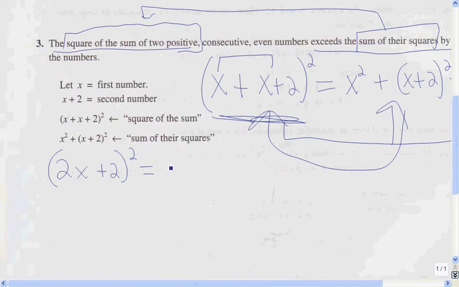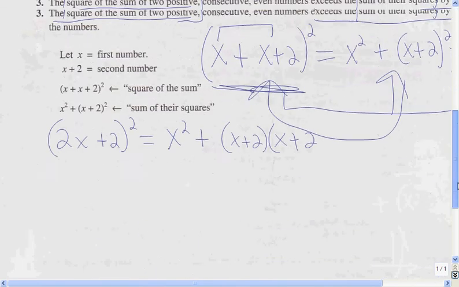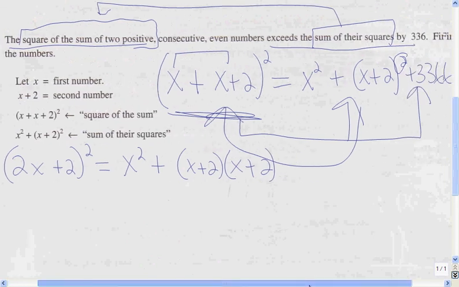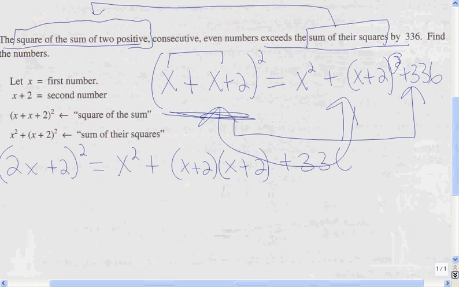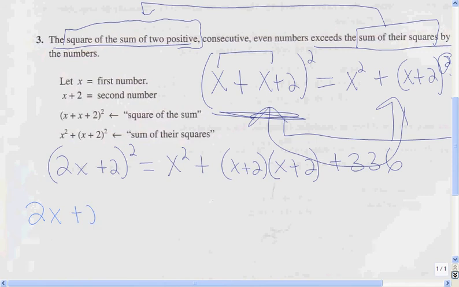squared equals x squared plus x plus 2 times x plus 2, because of the squared, right? This squared here tells me that I'm going to multiply x plus 2 times itself twice, plus 336. Now I'm going to do 2x plus 2 times 2x plus 2. So 2x plus 2 times 2x plus 2 equals x squared.